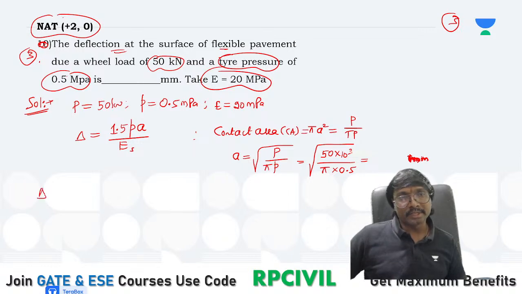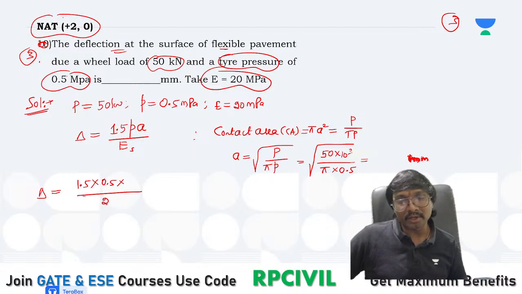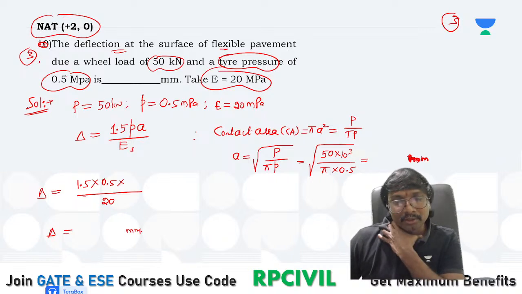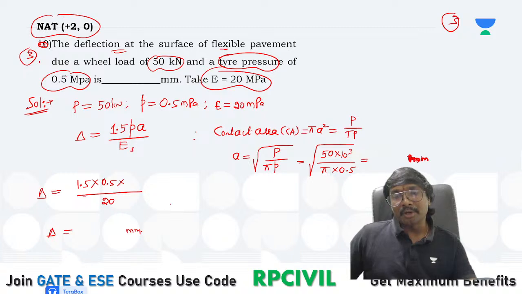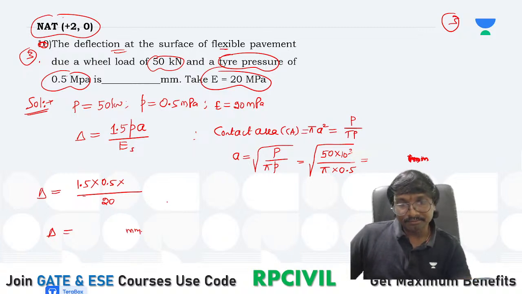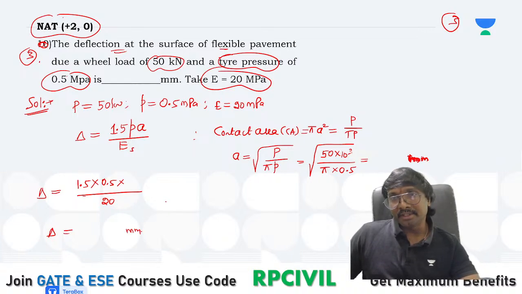Then you have to substitute that in delta. 1.5 into p, that is 0.5, into the small a you are getting from there, divided by E, which will be 20. So delta will be equal to some millimeters. Tell me what is the small a value, all of you? Somebody tell me this small a value, everyone.